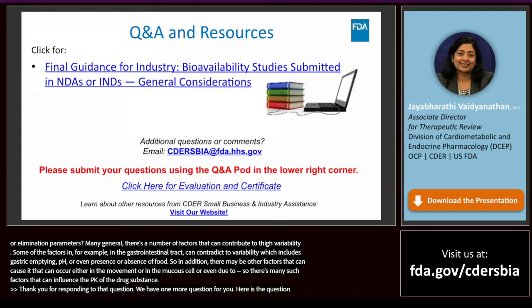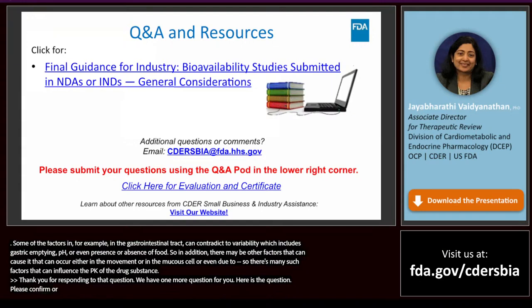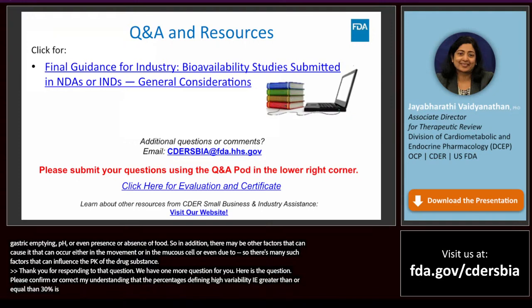Please confirm or correct my understanding that the percentages defining high variability, i.e. greater than or equal to 30%, is the coefficient of variability.